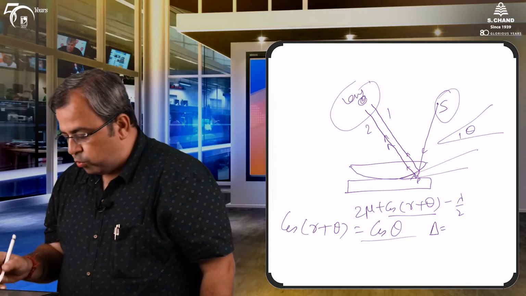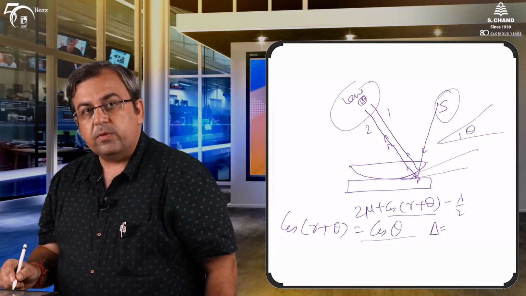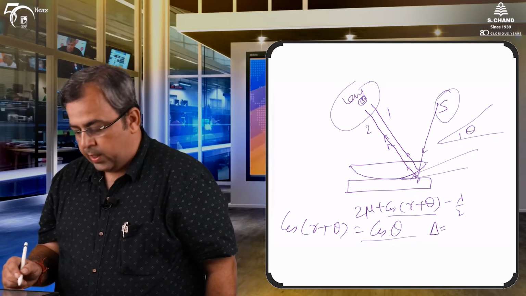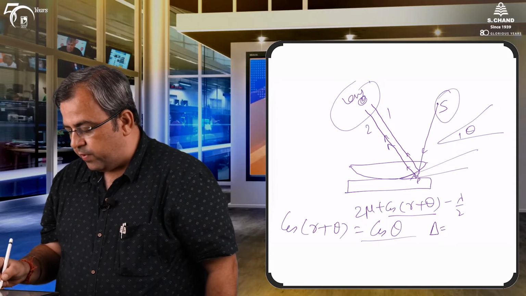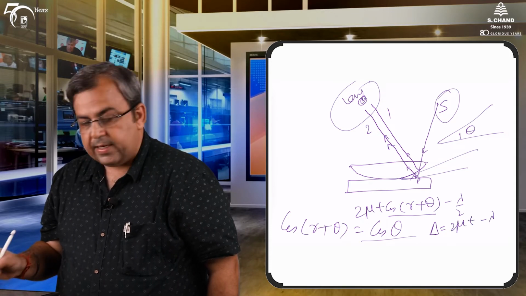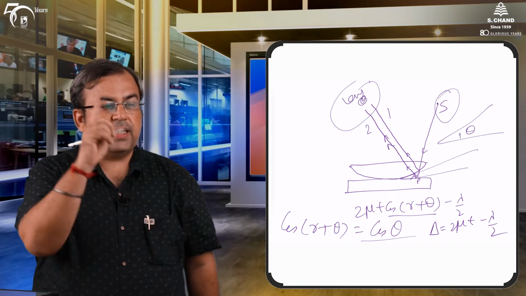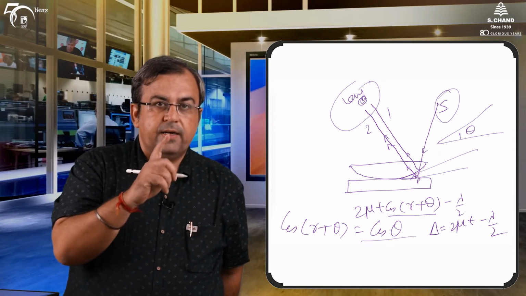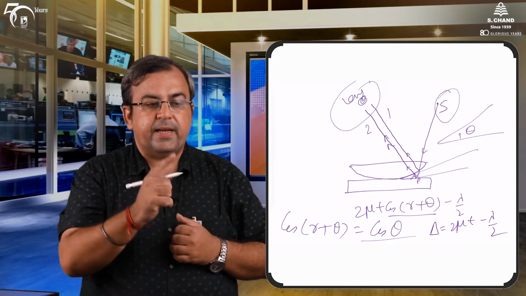So it will be equal to 2 mu t cos theta. For normal incidence, the maximum value of cos theta is 1. So cos theta equals 1, and it will be equal to 2 mu t minus lambda by 2. This is the effective path difference. Delta is equal to 2 mu t minus lambda by 2.